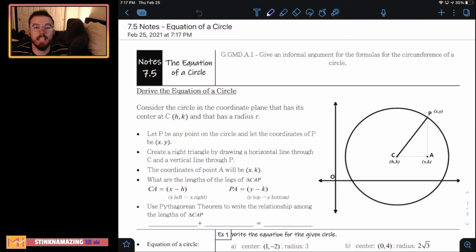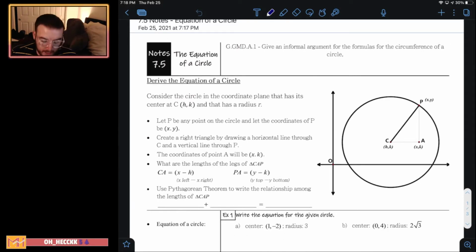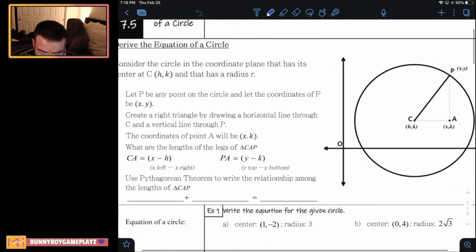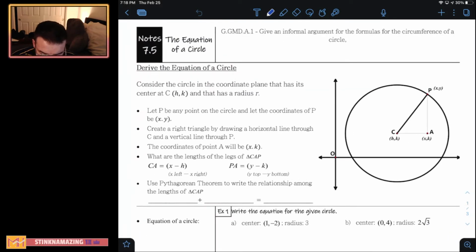We're looking at 7.5, equations of a circle. Like I just said, we are looking at equations of a circle, and we're going to graph circles. Let's take a look at how that works. So, the equation of a circle.